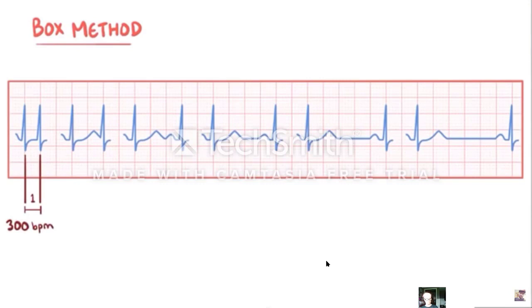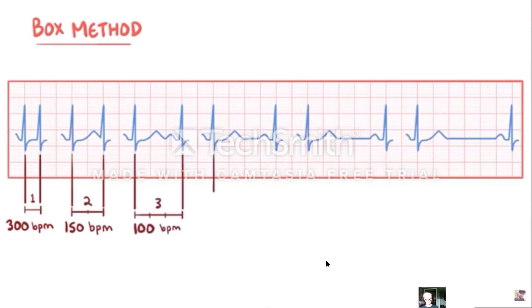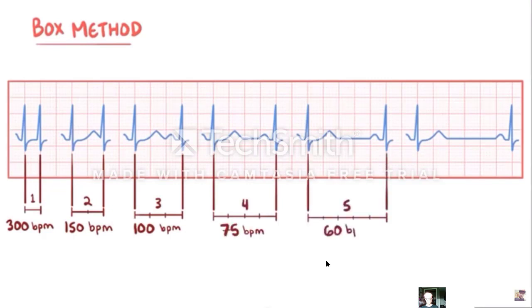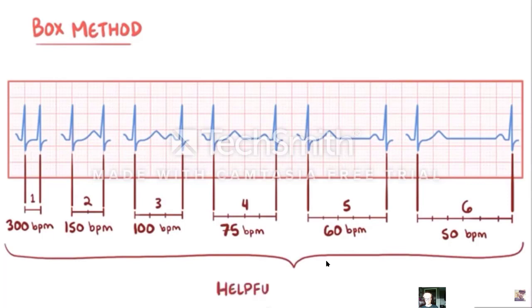which is really fast. If R waves are 2 big boxes apart, or 0.4 seconds, then the heart rate is 150 beats per minute. 3 big boxes apart is 100 beats per minute. 4 big boxes is 75 beats per minute. 5 big boxes is 60 beats per minute. And finally, 6 big boxes apart is 50 beats per minute. Remembering these numbers makes it easier to make a rough estimate of the rate. For example, if there are between 3 and 4 big boxes between R waves, then we know that the heart rate must be between 75 and 100 beats per minute.